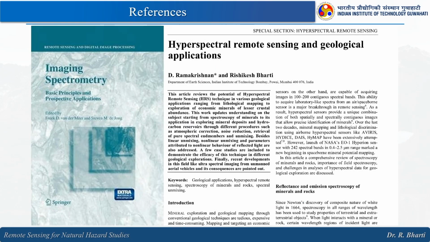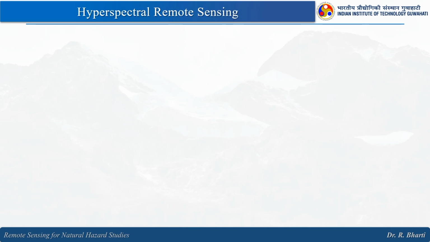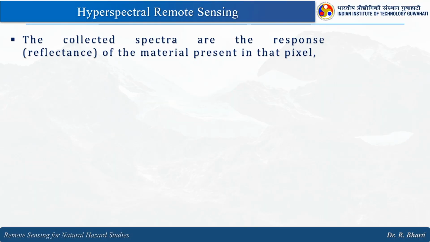If you want to learn more about hyperspectral remote sensing and the basics, I suggest you read the book Imaging Spectrometry and our paper, Hyperspectral Remote Sensing and Geological Application, which is available on the web. You can refer to them; they cover the very fundamentals of hyperspectral remote sensing. When we talk about hyperspectral remote sensing, basically we are collecting the spectra in the form of an image. Now, we will continue this discussion.